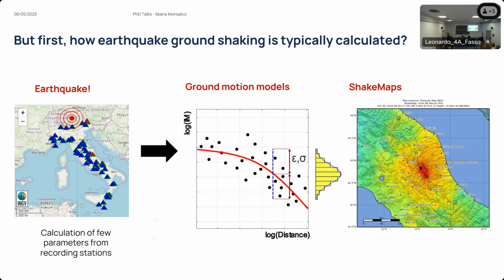Also, another standard approach is the use of shake maps, that are representations of the spatial distribution of the ground shaking. And in order to obtain this, the essential ingredient is the use of ground motion models, and they are constrained using the recordings from the stations that detected the earthquake. So this is the standard approach that is used.